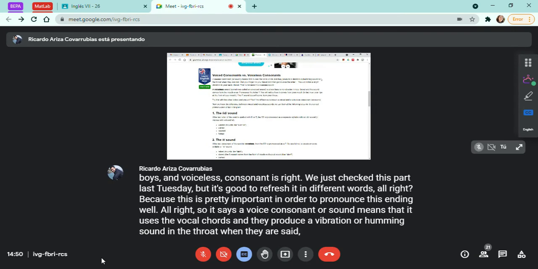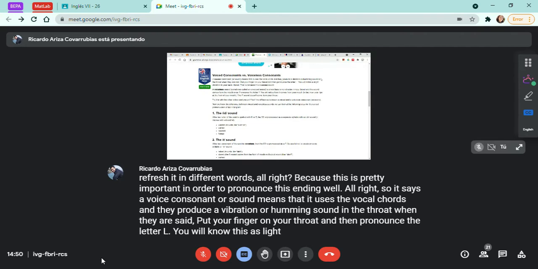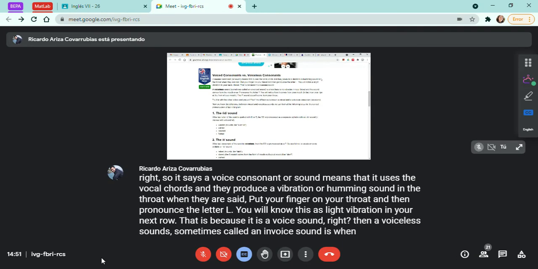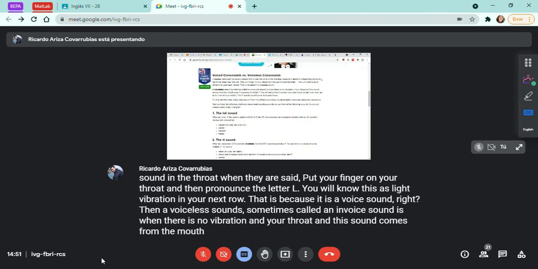Put your finger on your throat and then pronounce the letter L. You will notice a slight vibration in your neck, throat. That is because it is a voiced sound, right? Then a voiceless sound, sometimes called an unvoiced sound, is when there is no vibration in your throat and the sound comes from the mouth area. Pronounce the letter P.